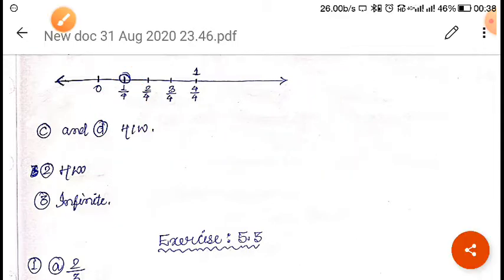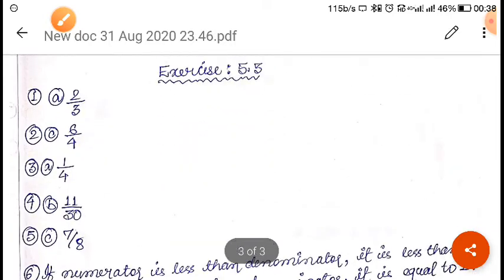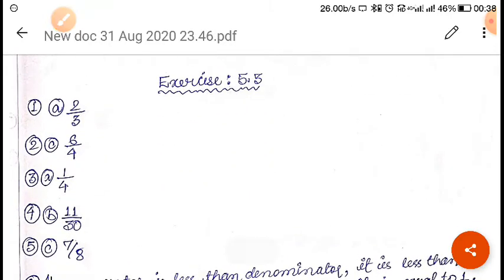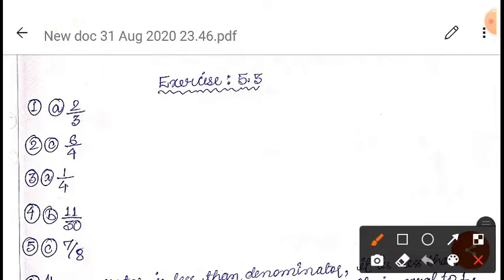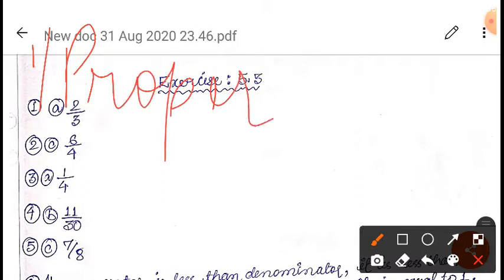So this was all about exercise 5.2. Now next is exercise 5.3. Before starting exercise 5.3, let me tell you two things which we have to learn. When we learn about fractions, they are of two types: one is proper fraction, and another one is improper fraction.